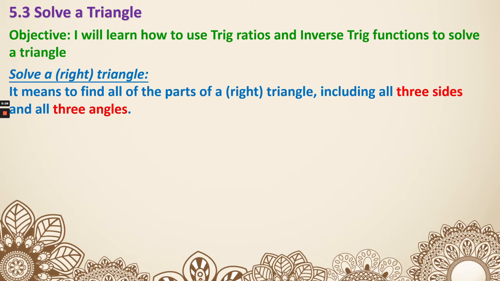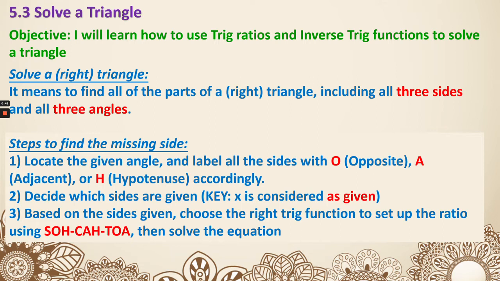Solve a right triangle. It means to find all of the parts of a right triangle, including all three sides and all three angles. Well, a triangle only has three sides and three angles, so we're basically finding every single piece of information about a right triangle. That's called solving a triangle.